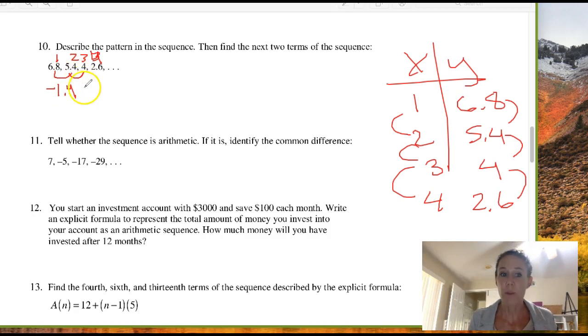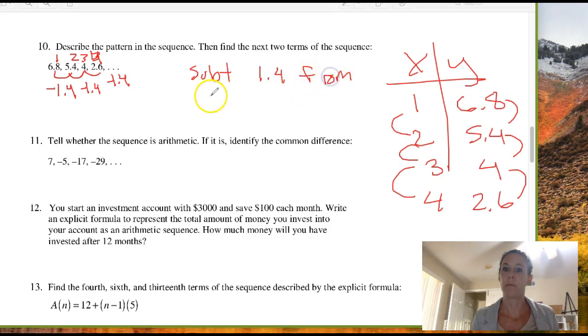From 5.4 to 4, I subtract off 1.4. From 4 to 2.6, I subtract off 1.4. So, describe the pattern in the sequence, then find the next 2 terms. The pattern would be subtract 1.4 from the previous term to get to the next term, okay? And then find the next 2 terms.